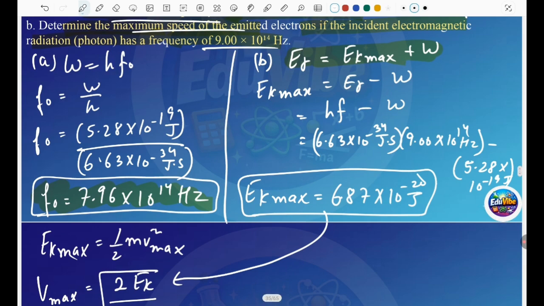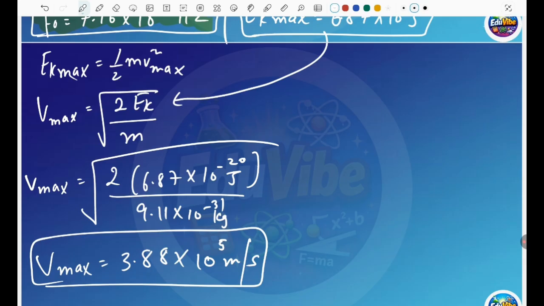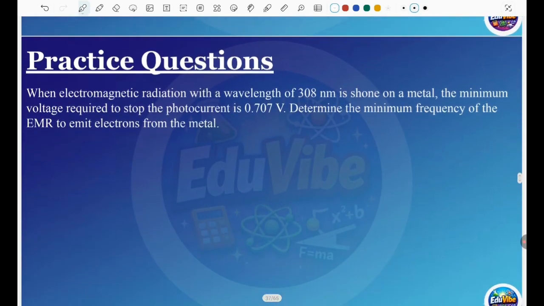Where is the root? Where is the negative? Where is the positive? Where is the division? All the things you have to mention in this. That's the important topic. Next question.